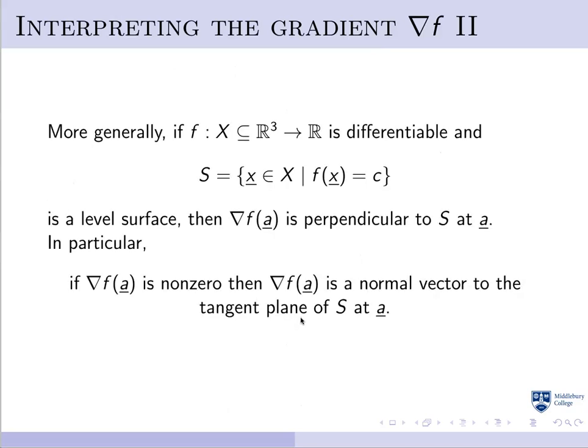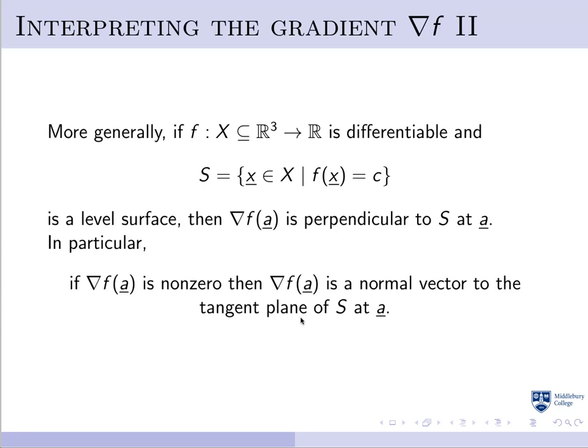This idea actually generalizes. For example, if I take a differentiable function f of 3 variables and we consider a level surface S, then in fact the gradient vector of f is going to be perpendicular to S at A. This is in complete analogy with what we've said before, saying that the gradient of f was perpendicular to a level curve. In particular, in this situation, if the gradient vector is non-zero, then the gradient vector must be a normal vector to the tangent plane of S at A.